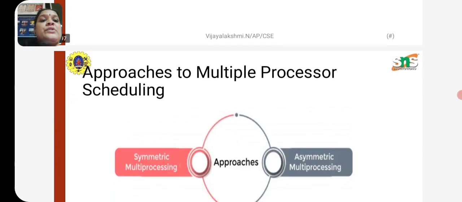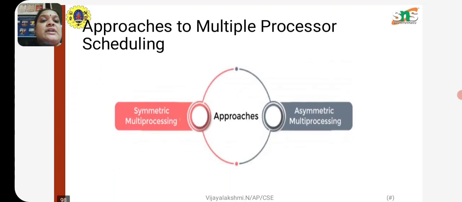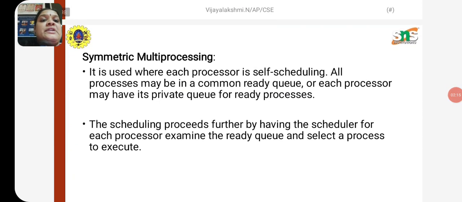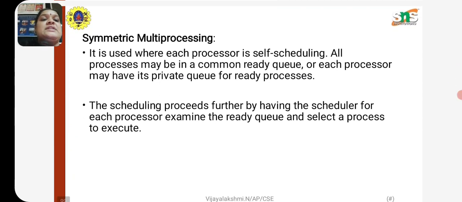So what are the approaches to multiple processor scheduling? We have symmetric multiprocessing and asymmetric multiprocessing. We will see them one by one. What is symmetric multiprocessing? By the name itself, I can say it's a self-scheduling multiprocessing. All processors may be in a common ready queue, or each processor may have its own private queue for ready processes.